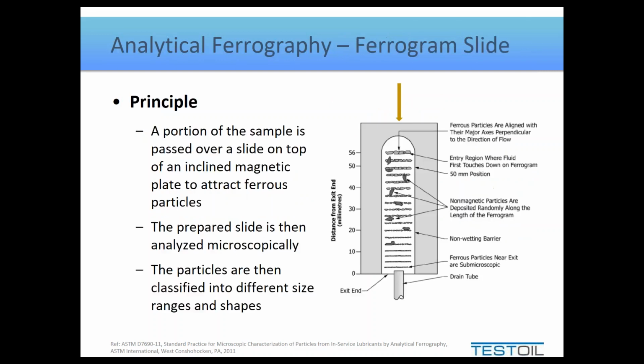Now the basic principle of this test can be done one of two ways. The first way is done using a ferrogram, as we call it. Most people just refer to it as a slide. It's a glass slide in which we allow oil to flow down the slide. Now when oil flows down the slide, basically at the top is higher and at the bottom is lower. So the oil is flowing towards us there. The particles will separate out from largest to smallest.